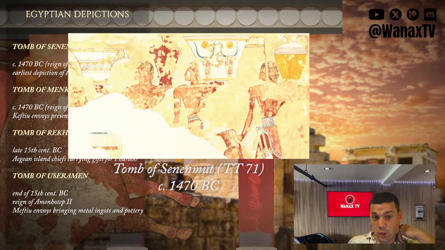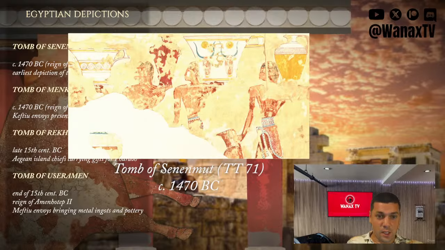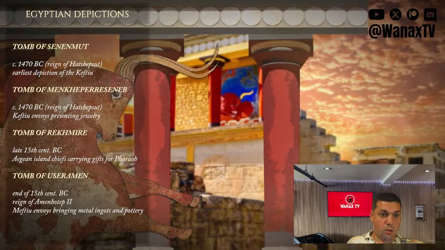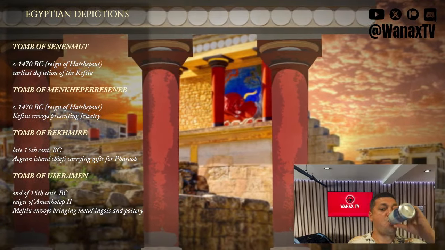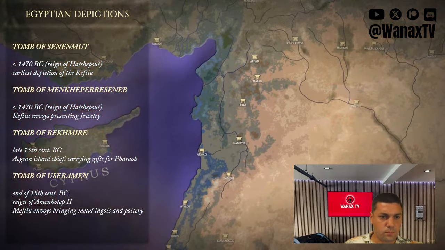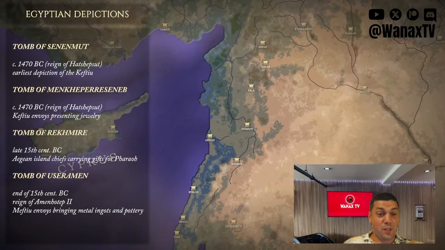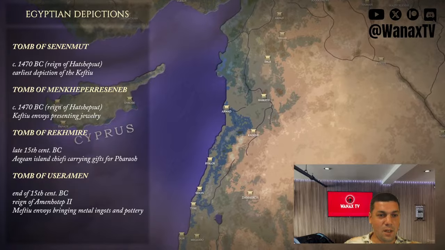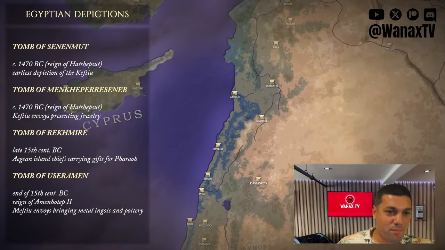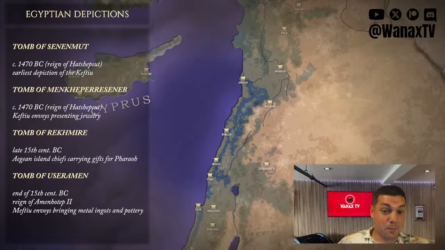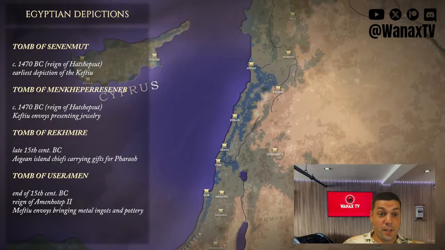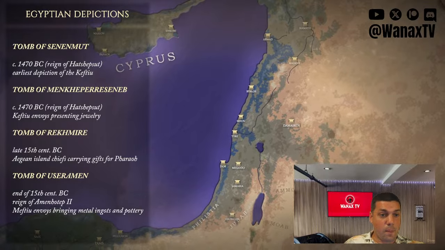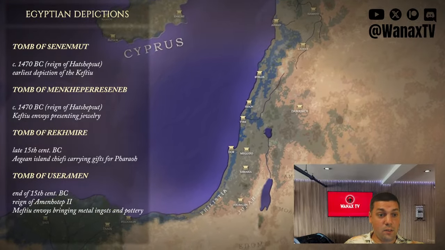So back to the depictions, this is the earliest depiction. As you can see, tomb of Senenmun, dated to about 1470 BC, the reign of Hatshepsut, Tutmosis III's mother. Then we have the second one, and the big challenge right here is to correctly pronounce the name of this important individual from Egypt. So it's a tomb of Menkaperennesseb, if I pronounce this correctly, and it's dated to a similar time period, the reign of Hatshepsut, and it depicts Keftiu or Minoan envoys presenting jewelry.